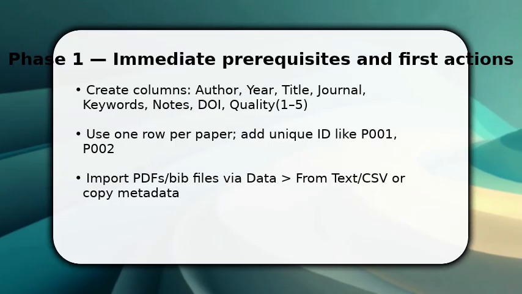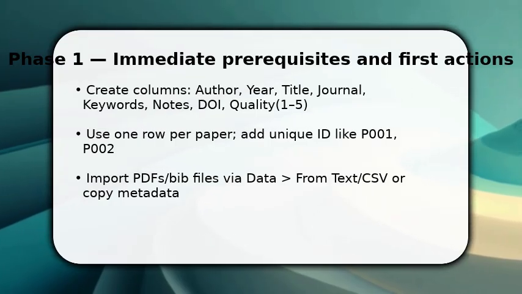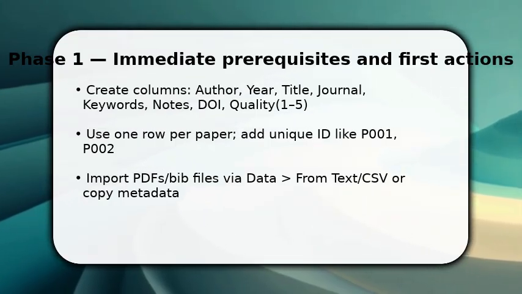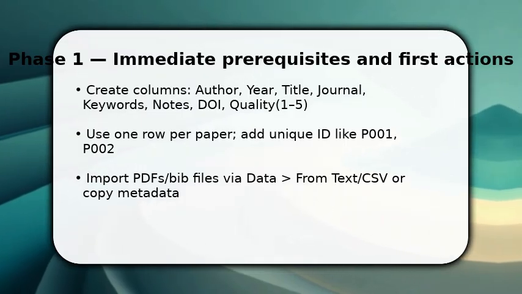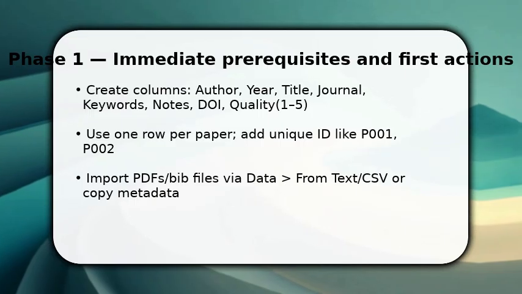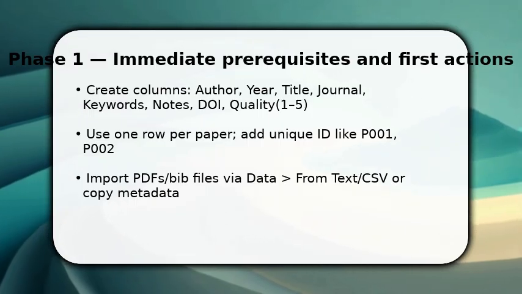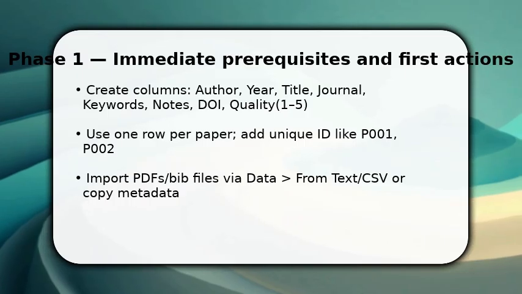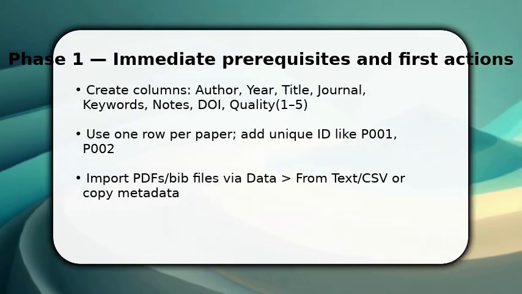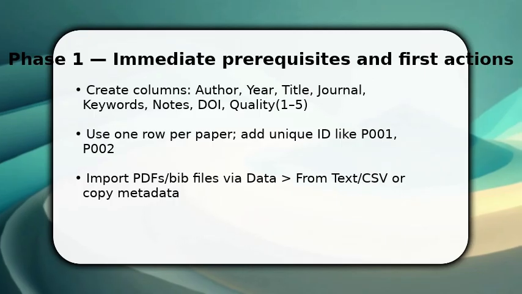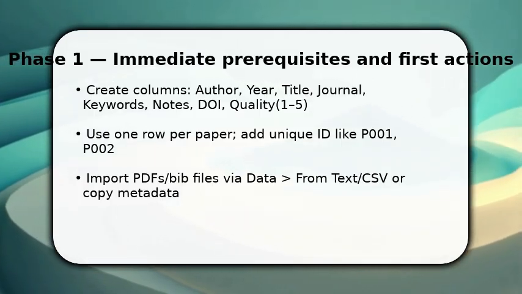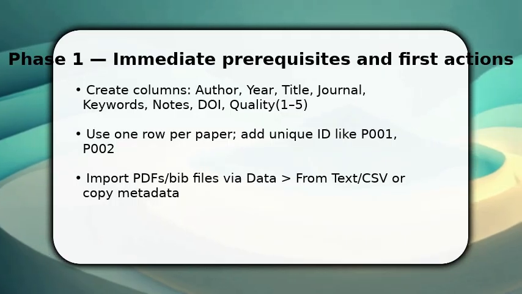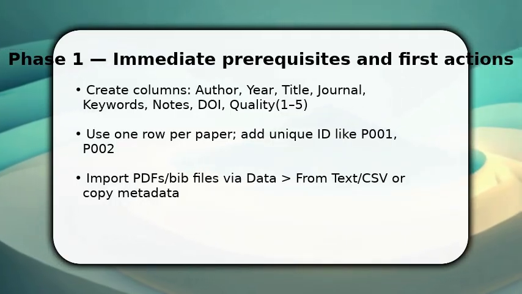You begin by collecting your core items and building a practical sheet. Open Excel and create columns that reflect your review questions. Once done, paste bibliographic metadata or import CSVs so every paper occupies one row with a unique ID. Make sure to include a quality score column for later filtering. You should enter keywords and short notes as you go. This saves hours when you synthesize findings and prevents duplicate effort down the line.